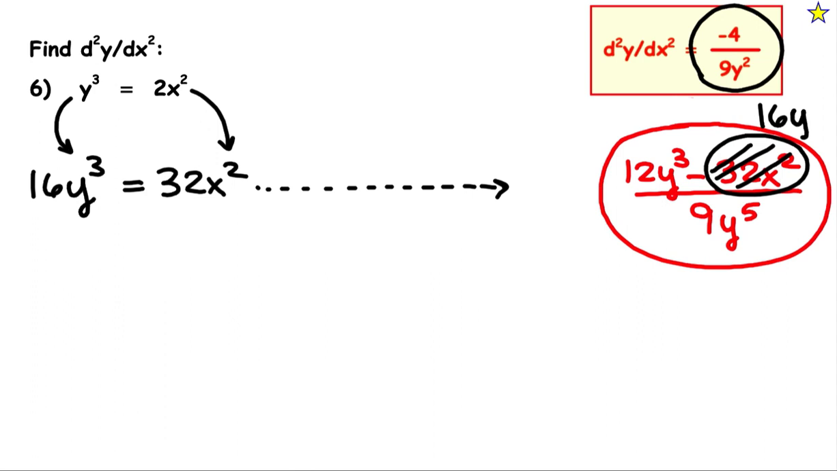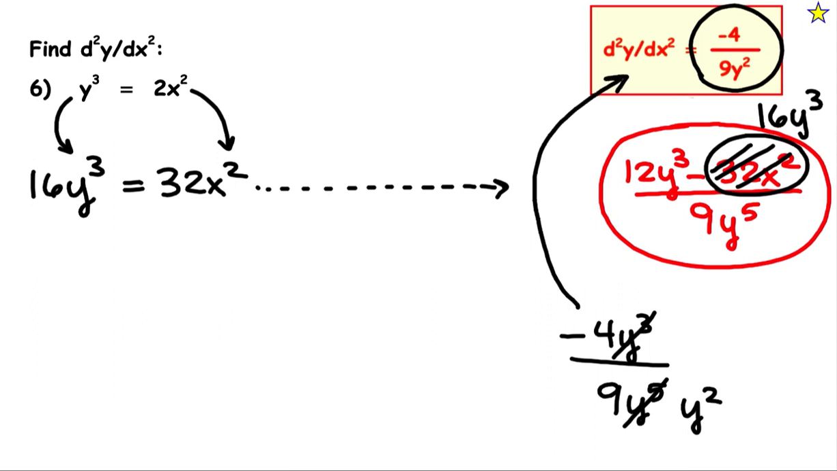And I'm just messing around here. So 12y to the 3rd minus 16y to the 3rd is negative 4y to the 3rd over the denominator. And now I think you can see what's happening. Now you are allowed to cancel 3 y's. And you do get a more simplified answer. It only has one variable in it instead of 2, so that's an improvement. And that is negative 4 over 9y squared.